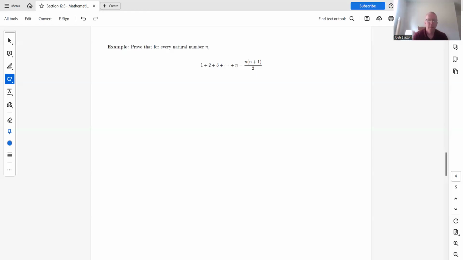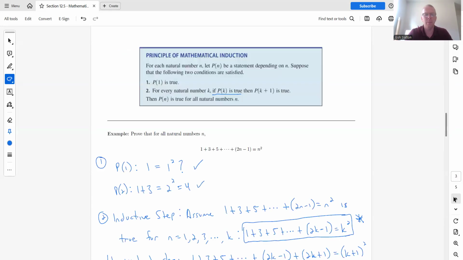So let's look at a couple more examples for this induction, and we'll review the process here. We're using mathematical induction to prove a statement is true for every natural number. And of course, the natural numbers are 1, 2, 3, 4, 5, and so on. Let's go back up to right here. For each natural number, P of n is a statement depending on n.